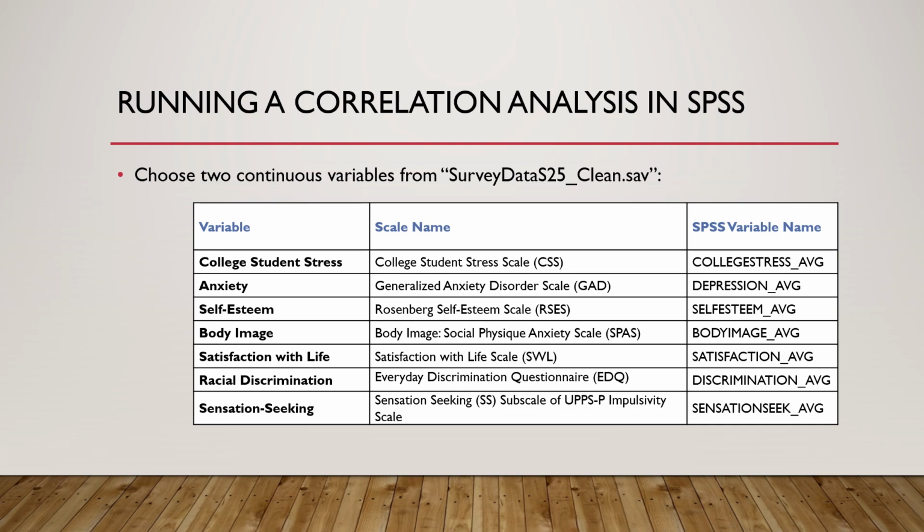For my purposes and the demonstration today, I am going to be looking at college student stress, the college student stress scale, and the variable name is college stress average, and I'm going to be correlating it with self-esteem as indicated by the Rosenberg self-esteem scale and the variable name self-esteem_average. So that's the first and the third variable there. But again, you should be choosing anything that you like or choosing the ones that you are going to be doing in your analysis, which I guess are the ones that you like.